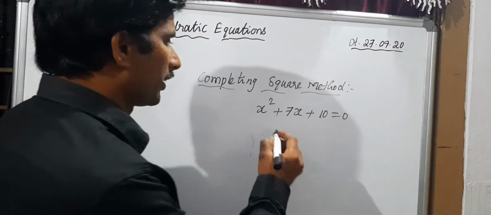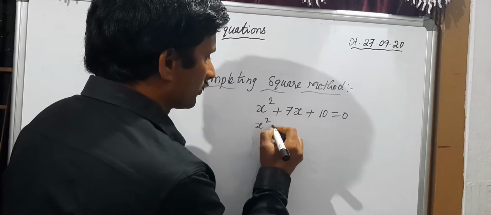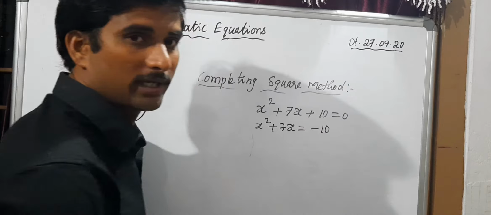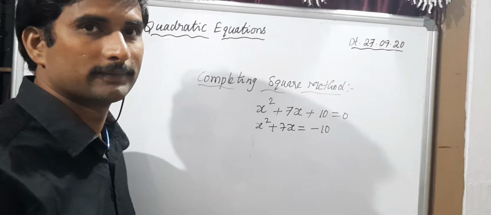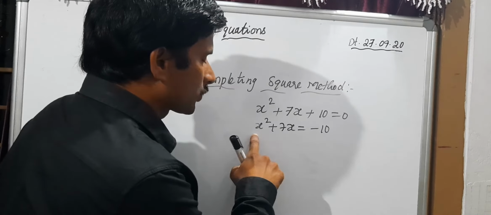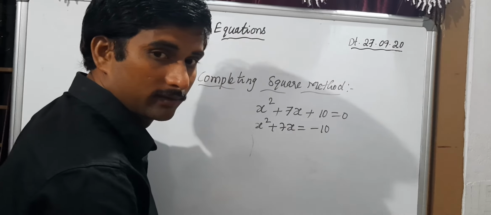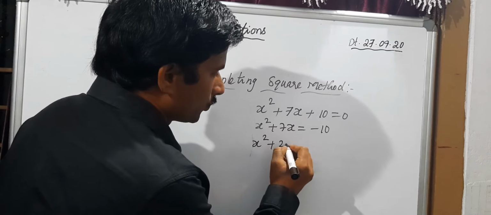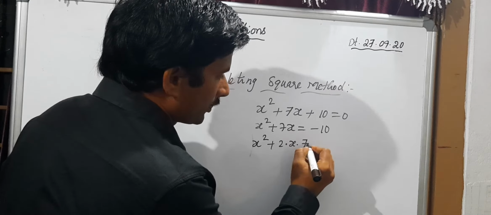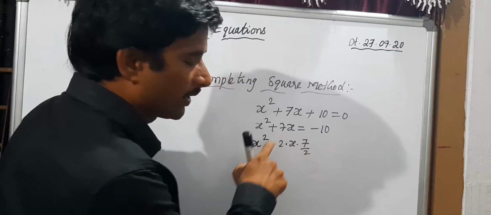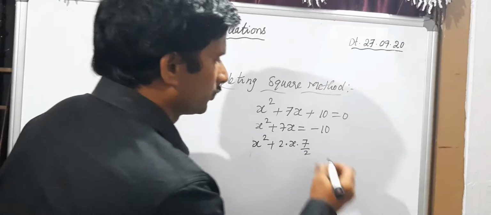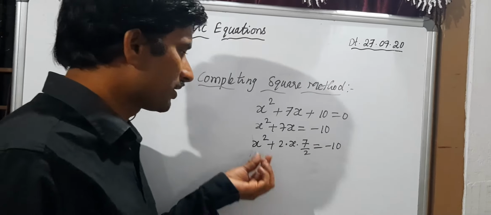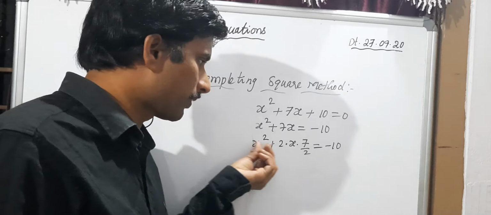Now the second one is to transpose the constant to the right hand side. It becomes minus 10. Then x square plus 7x equals minus 10. Now we can write this 7x as 2 into x into 7 by 2. I am going to adjust the 7x as 2 into x into 7 by 2, equal to minus 10. Now this is in the form of a square plus 2ab.